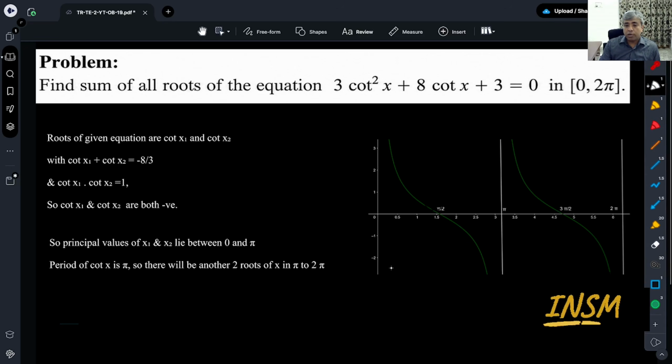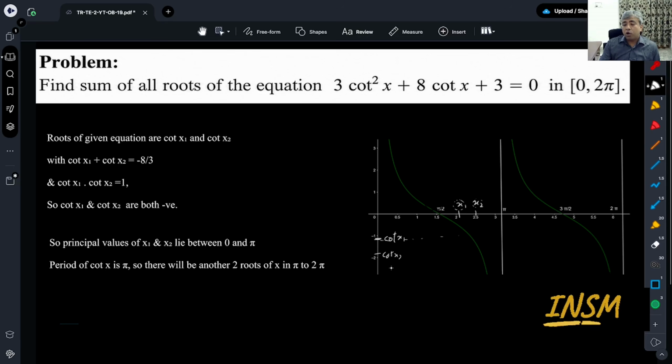It would be something like this. Since cot x is negative, it would be somewhere here. Say cot x1, something like this, then maybe cot x2, something like this. Both are negative. Now corresponding to this cot x1, you will have a value here which will be x1, and corresponding to cot x2 you will have another value x2. So from cot x1 and cot x2 you will get values x1 and x2.